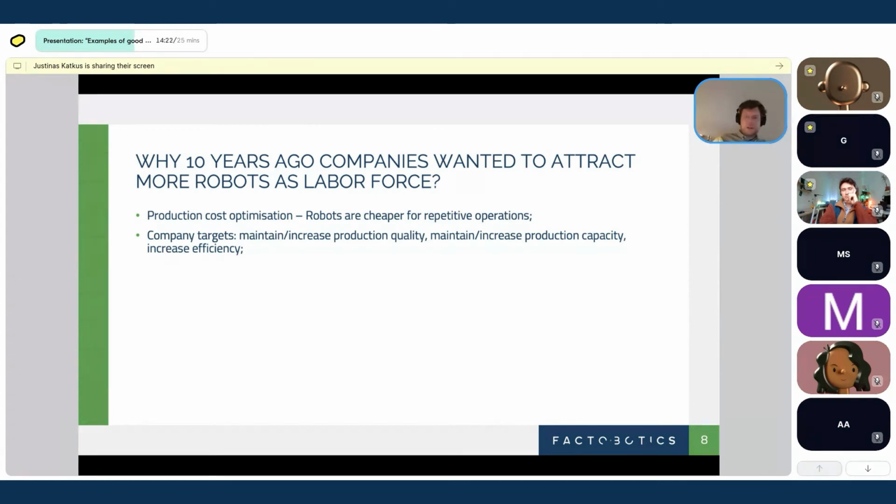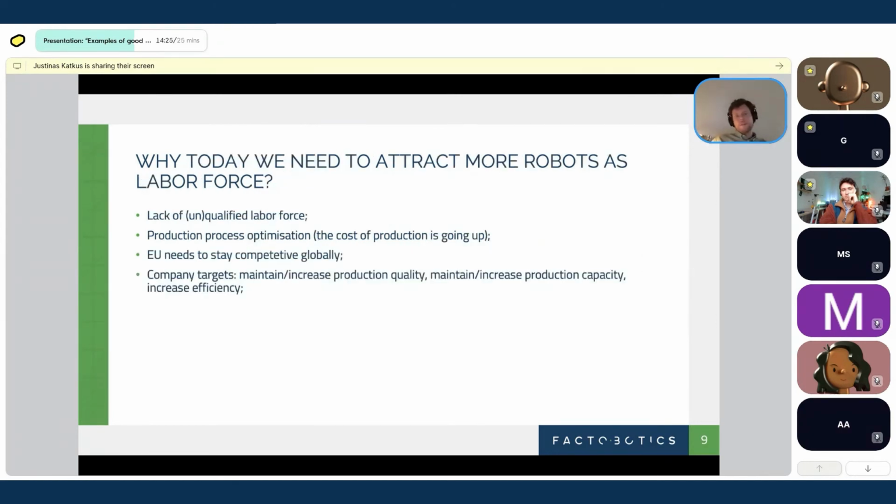It was cost cutting. Today, we have a hugely different picture, and the biggest driver is actually the lack of qualified labor force. Companies cannot find people anymore. That's what is driving the biggest adoption of robots now, and they're much more keen on learning, adapting robots, trying new things out, and investing. Only the next things are process optimization, making things better. And of course, the EU needs to stay competitive, which is also another huge driver, and then, of course, increase in production. So that helps to understand the picture from a few sides.